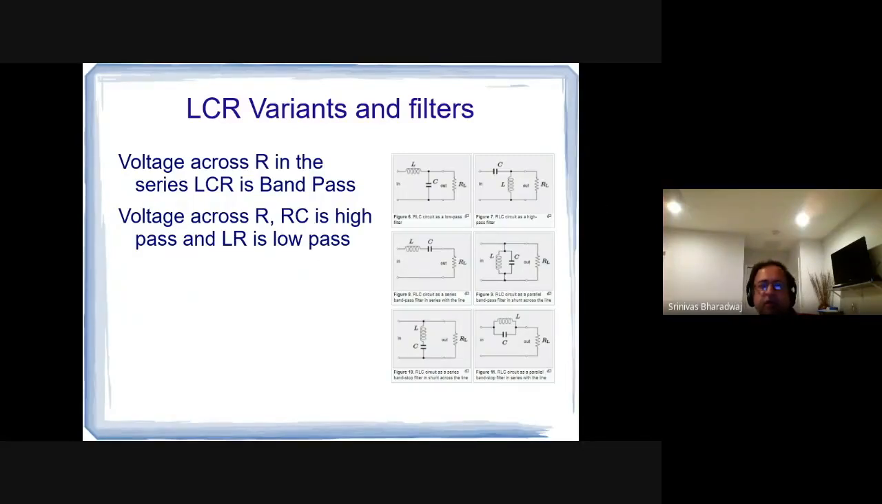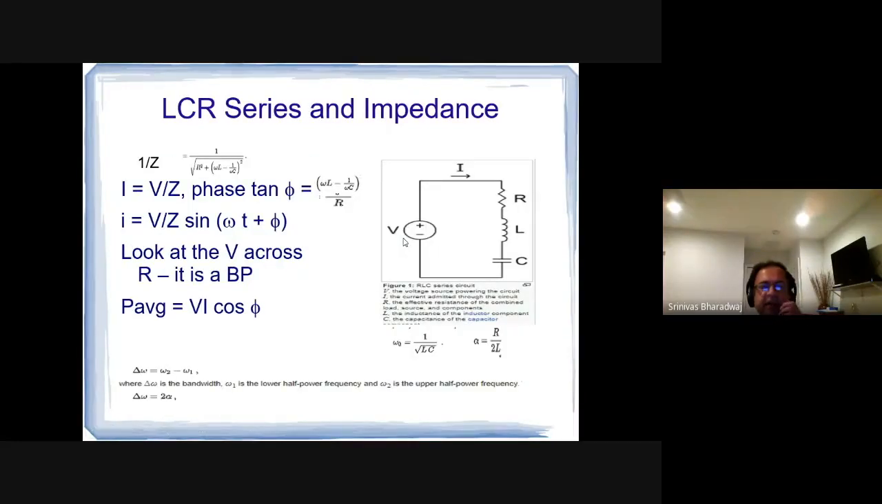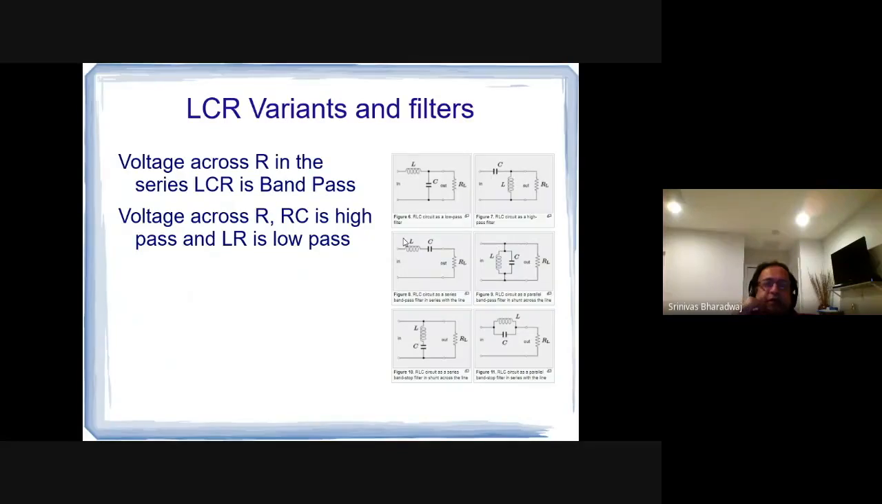Now there are so many other combinations you can have when you have an L, a C, and an R. You could make the C and the L in parallel, or you could make the L and the R in parallel. Now, if you kept increasing the frequency of the voltage, what happens to the resistor? That is what this whole discussion is about.